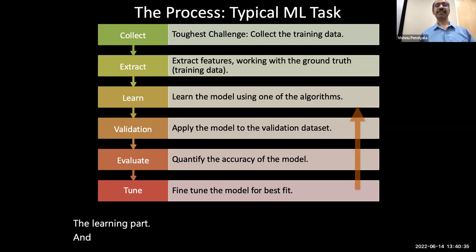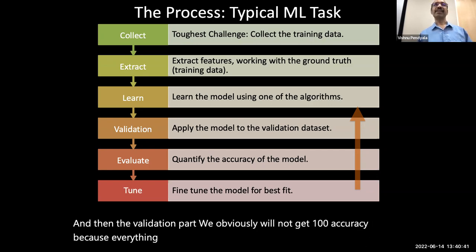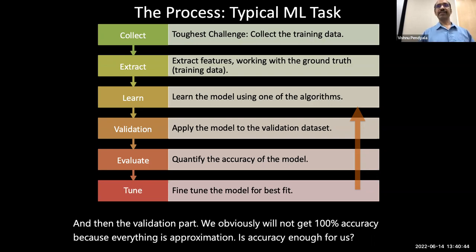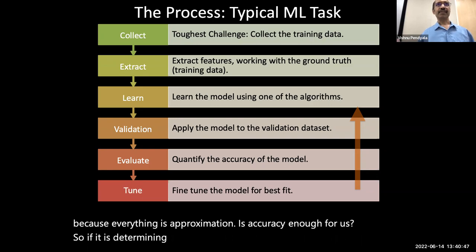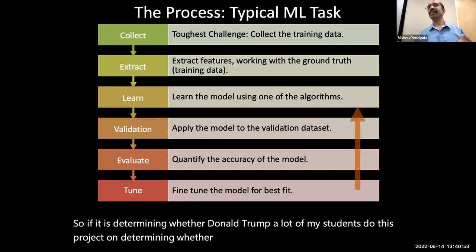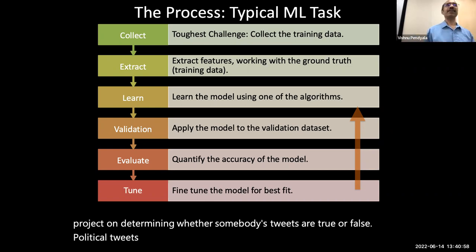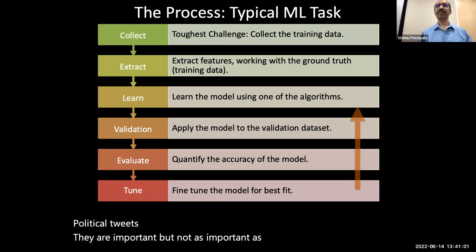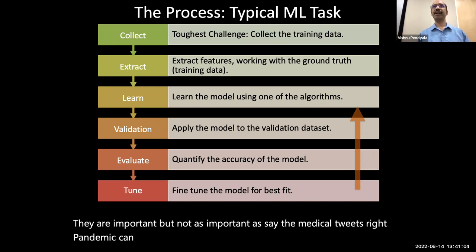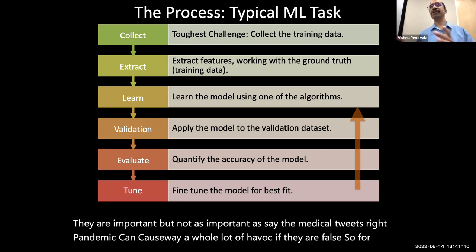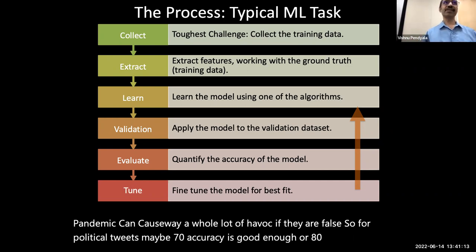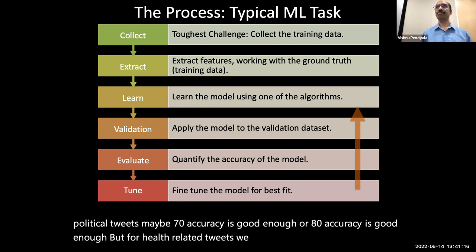And then the validation part. We obviously will not get 100% accuracy because everything is an approximation. Is accuracy enough for us? A lot of my students do projects on determining whether somebody's tweets, such as Donald Trump's, are true or false. Political tweets are important, but not as important as medical tweets. A pandemic can cause a whole lot of havoc if they are false. So for political tweets, maybe 70% or 80% accuracy is good enough, but for health related tweets, we want 98-99%.